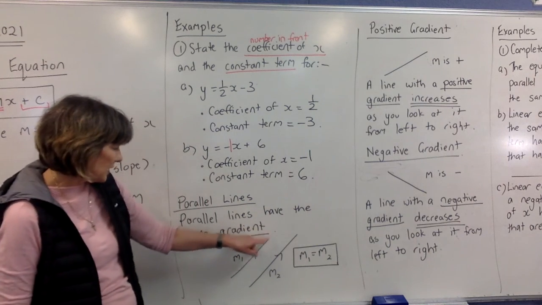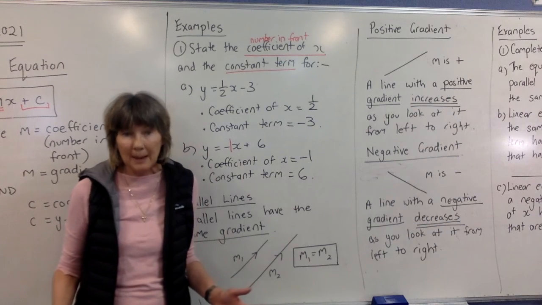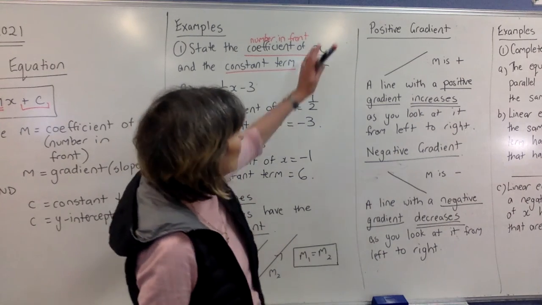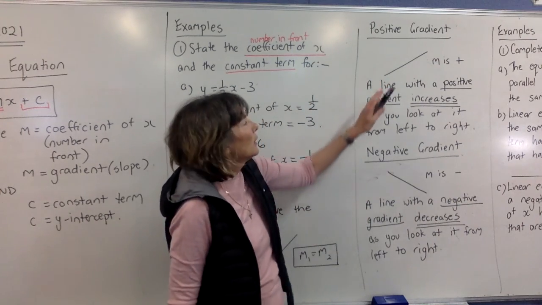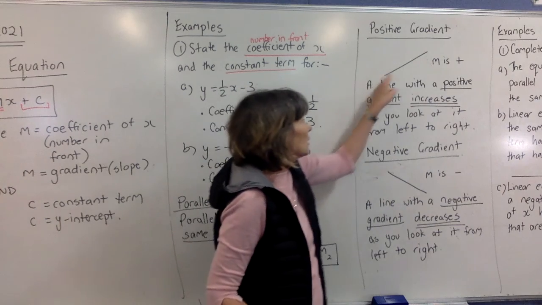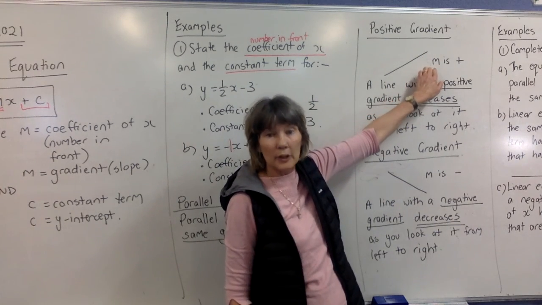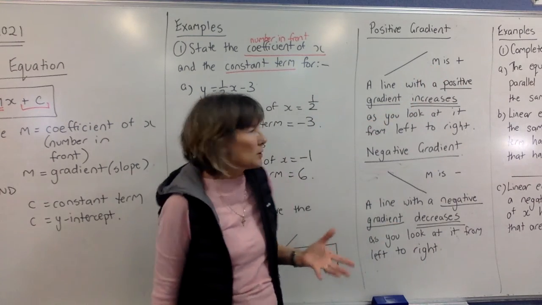You can imagine skiing down this slope and skiing down this slope, and it would feel the same, because the gradient's the same. Okay, now over here we're looking at positive gradient and negative gradient. So the positive gradient has a line that looks like that. So I've written M for gradient, that's our symbol, don't forget that. M is positive, our gradient is positive.